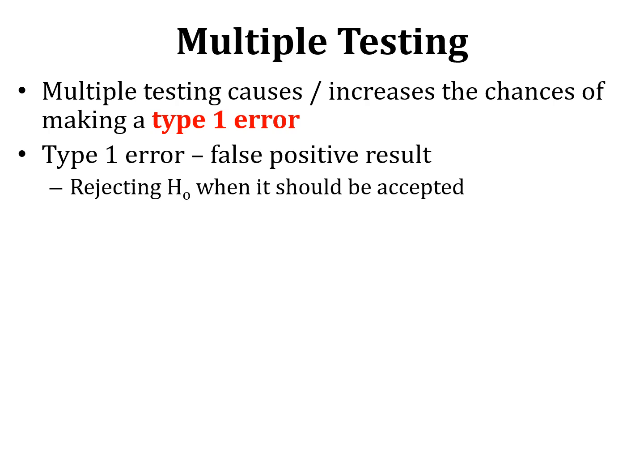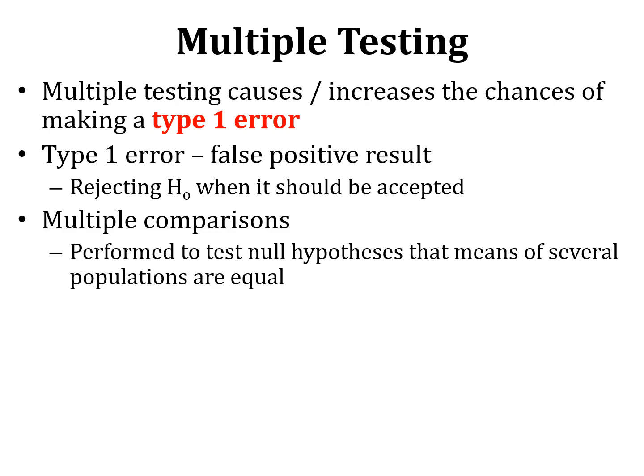So when does this happen? In multiple comparisons, which are used to test the null hypothesis that the means of several populations are equal, right? What is the statistical test for? The statistical test is to check whether the null hypothesis is true or false, right? So if you are going to perform a single t-test, a single statistical test, what is your desired level of significance? Your desired level of significance is 0.05, right?